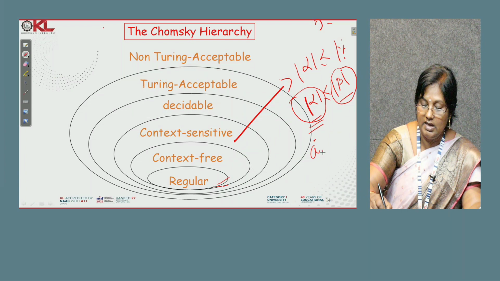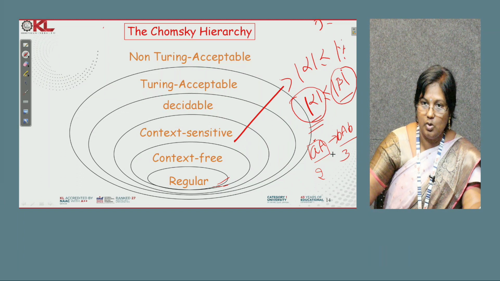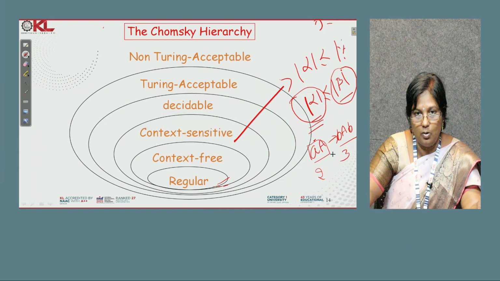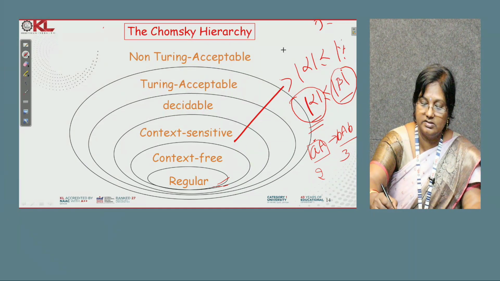Suppose you take AA implies BAB. You can see here AA, what is the length of this? This is 2, and what is the length of this? This is 3. So we can call this an acceptable context sensitive grammar. But here it is restricted for A implies epsilon.